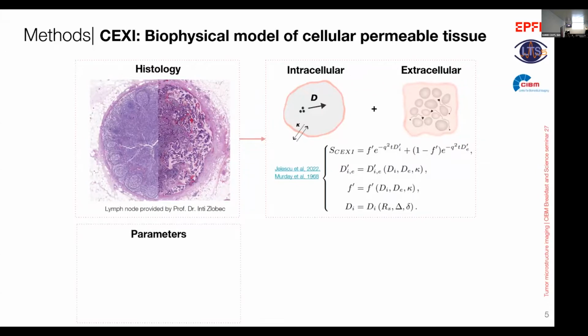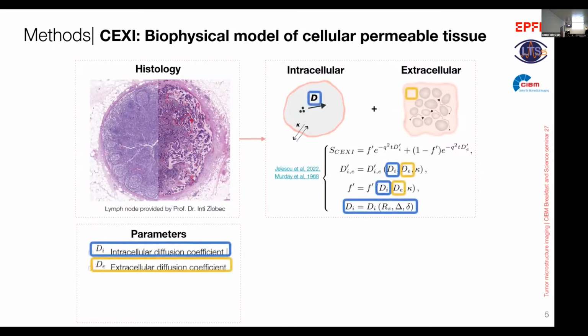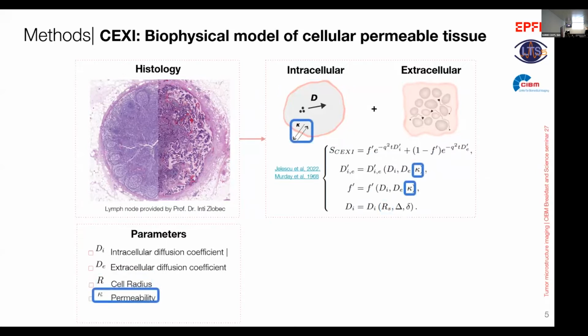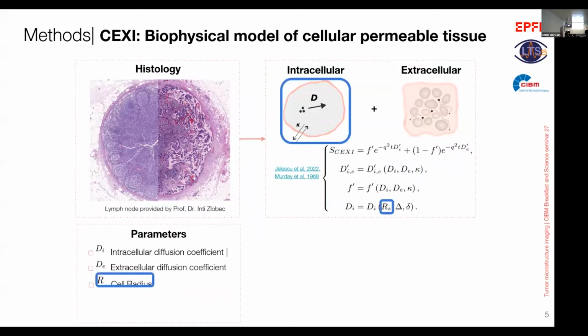You have five of them, which are first the intracellular and the extracellular diffusion coefficients. So for each compartment, you have a diffusion coefficient that appears in the equations here. Then you have the cell size, so really the cell radius. At the moment, we have one cell size for the whole sample, but obviously in reality, you have different ones.